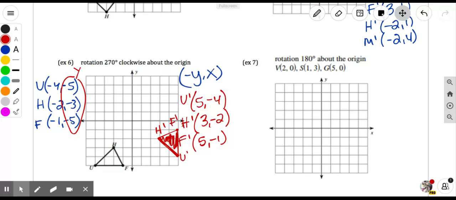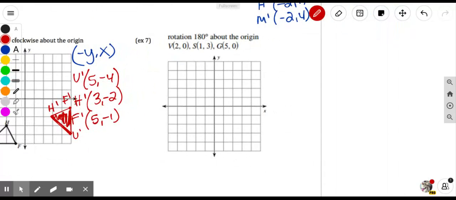Okay, and then the last one we're doing and not identifying the rotation is number 7. The 180 is negative x, negative y. This one already actually gave us the points. So V is 2, 0. S is 1, 3. G is 5, 0.